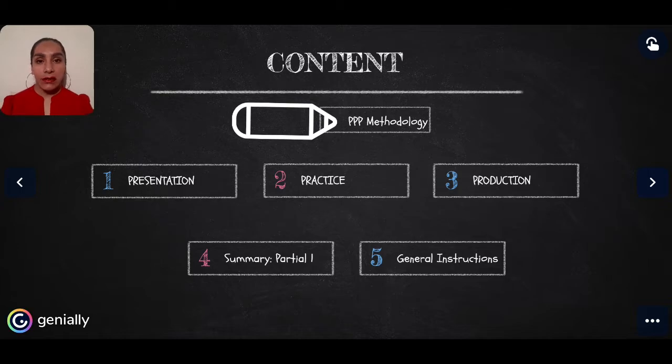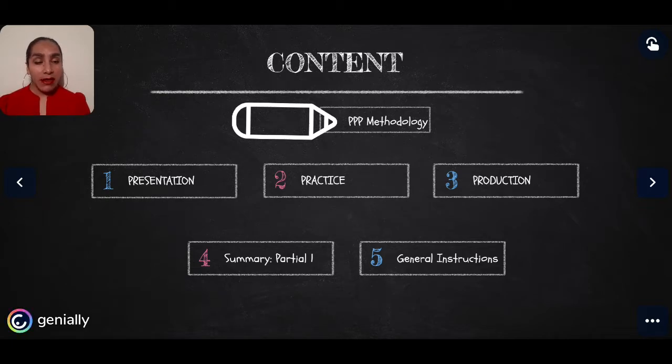First of all, this is the content of the lesson. We're going to start with the PPP methodology, which is the presentation, practice, and production sections. Then we're going to check the summary of the partial number 1. And finally, I'm going to give you some general instructions about the ending of this partial. And also, it is important to say that the objective of this class is to present, identify, and express with contractions the reduced forms of the present continuous tense.